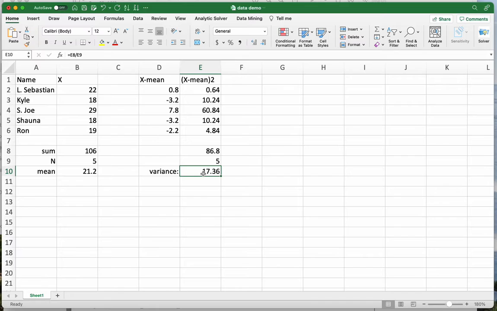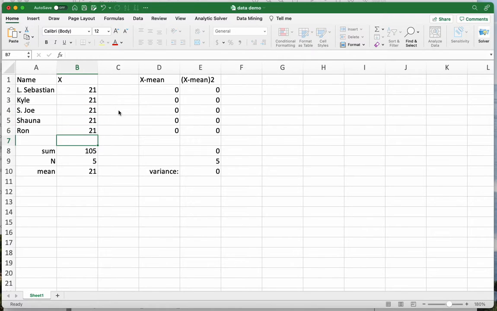Okay, now I want to show you a few things about variance. I'm going to change the scores here. And I'm going to say that everybody has a 21. All right? All 5 people have the same score in this population. There's the sum, and there's the mean. No big surprise. If everybody has a 21, the mean's 21. What about those mean deviation scores? Look what happened to them.